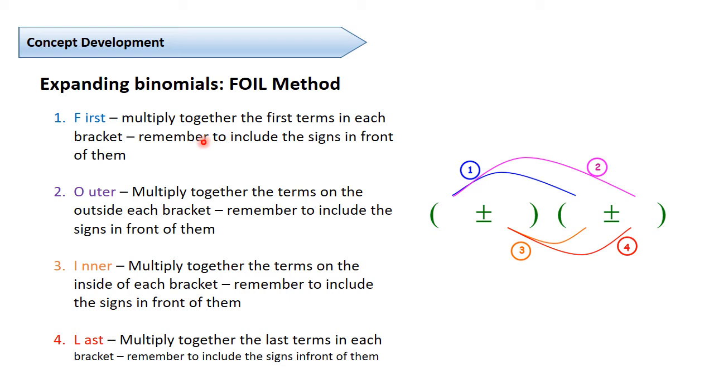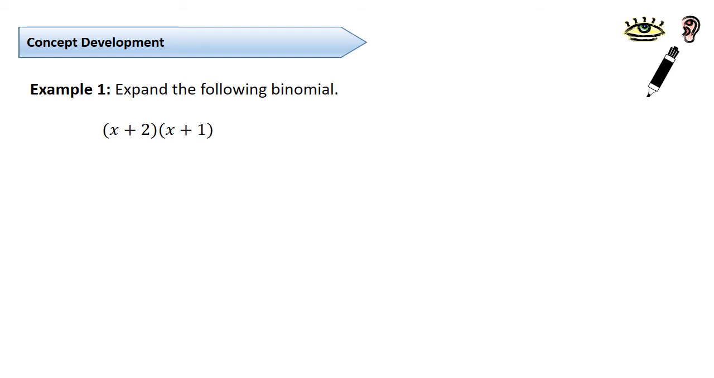Let's have a look at what it looks like as an example. This is the binomial we are going to expand, and what we're going to do is follow our FOIL. So we multiply our two first terms together, and then we multiply our outer terms together. So let's do those two first so we don't get too confused.